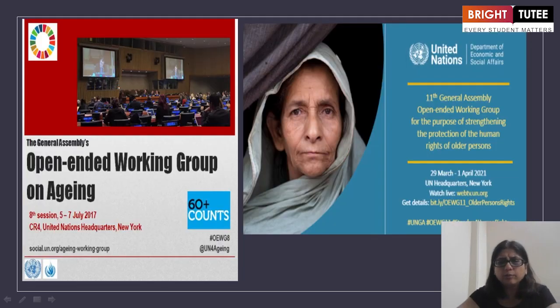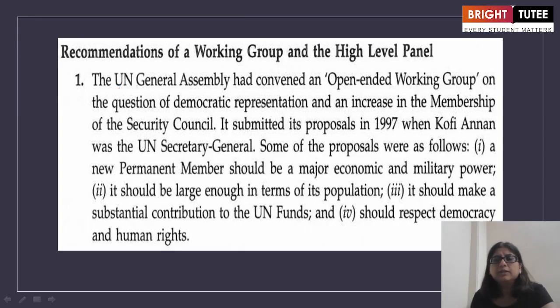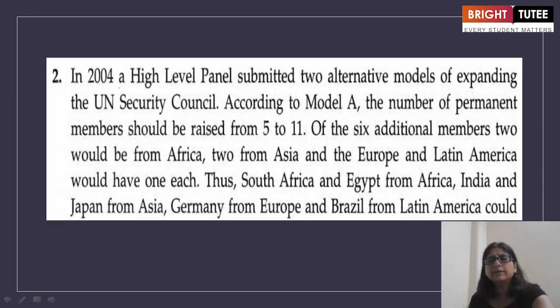Open-ended working group on reform. This is a recommendation of the working group and the high-level panel. The United Nations General Assembly had convened an open-ended working group on the question of democratic representation and an increase in the membership of the Security Council. It submitted its proposals in 1997, when Kofi Annan was the United Nations Secretary General. Some of the proposals were as follows. A new permanent member should be a major economic and military power, and it should be large enough in terms of its population. It should make a substantial contribution to United Nations funds also, and should respect democracy and human rights.